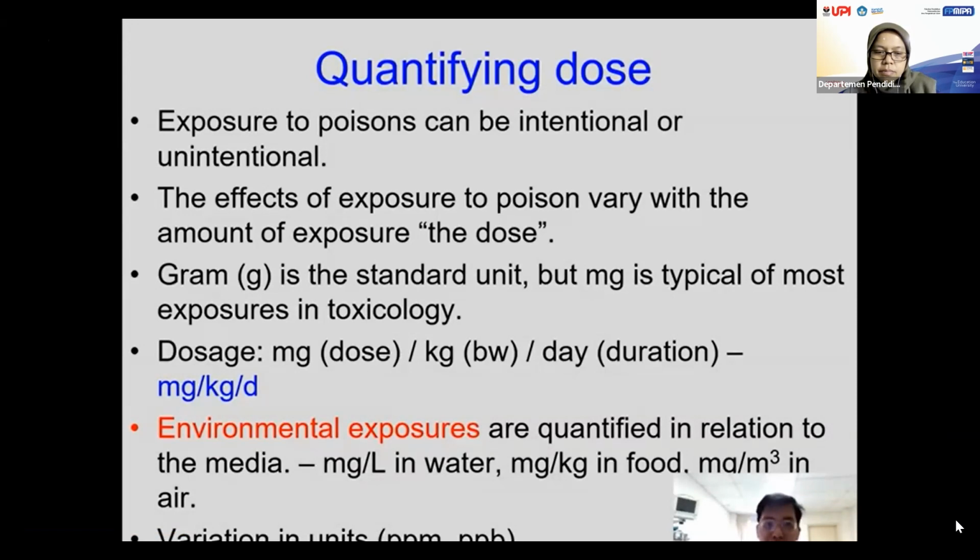Sometimes if you look at the food, right, milligram per kilogram. Okay, and this is very common for food, right? For example, pesticides, we want to know how many pesticides in fruit, right? Like apple, we can say that it's 1 milligram per 10 kilogram in food. So another one is milligram per cubic meter. This one is in air. So there are many variations of units like ppm, ppb. ppm is actually milligram per liter, but we seldom use that for water because ppm can be misleading. Sometimes ppm is used for air.